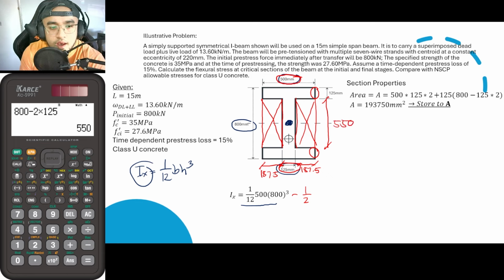So from that, guys, proceeding, we would now be subtracting minus 1 over 12 times b of 187.5 times 550 cubed. But take note that this is just the moment of inertia of 1, and coincidentally, both of them are equal. We would just be multiplying them by 2.